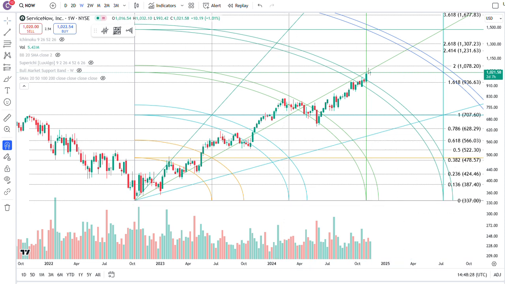So we'll see, right? If it gets rejected here, you've got some pretty good support here at the arc over here, down here around 900, and also $936.63 at the 1.618 level, right?